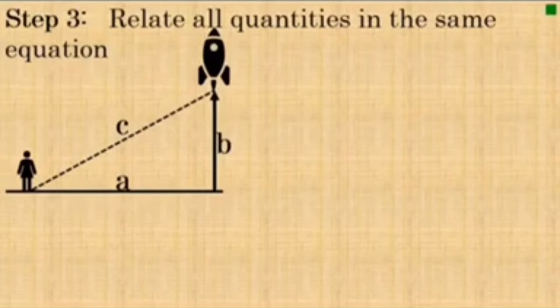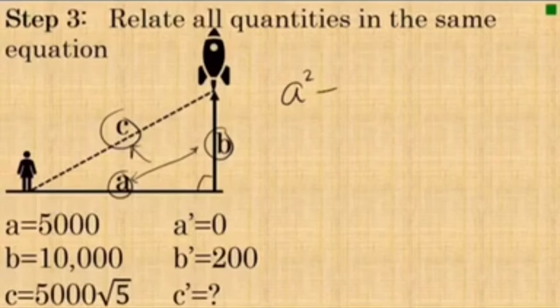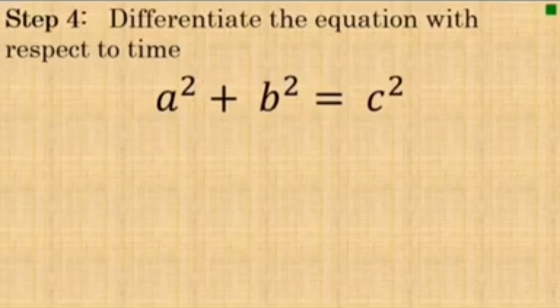And this is step 3. We relate all quantities in the same equation. Since we already have all the numbers for A, B, C, and B prime, we can use those to find C prime, the answer, for the distance between you and the moving rocket. So we'll use A squared plus B squared equals C squared. This is the formula that we'll use for step 4. For this, I will let Abdul Halim present.